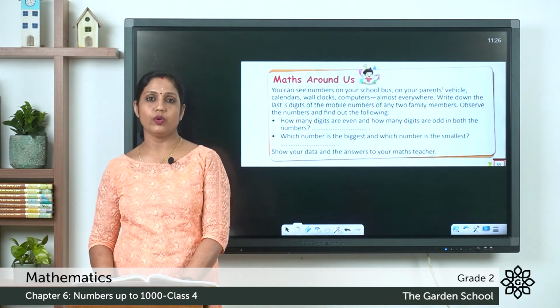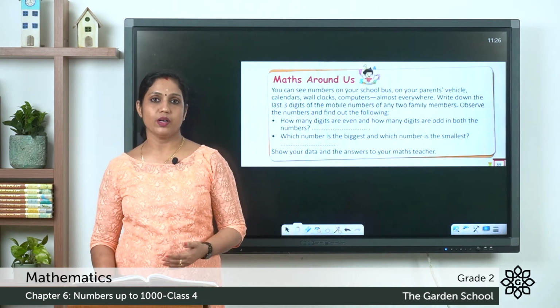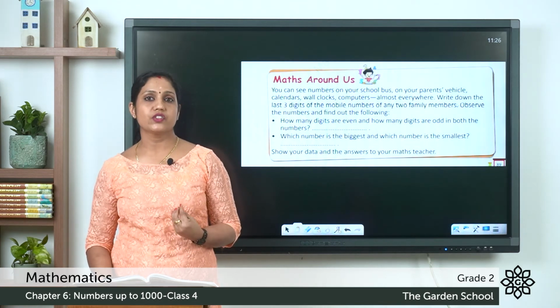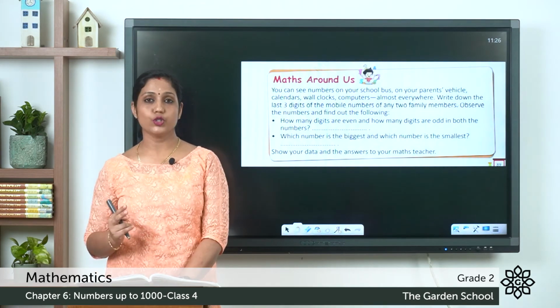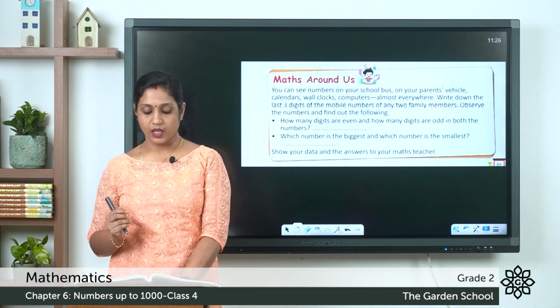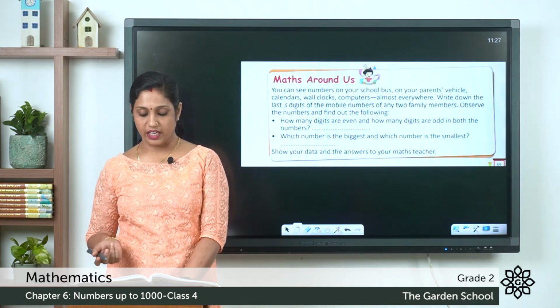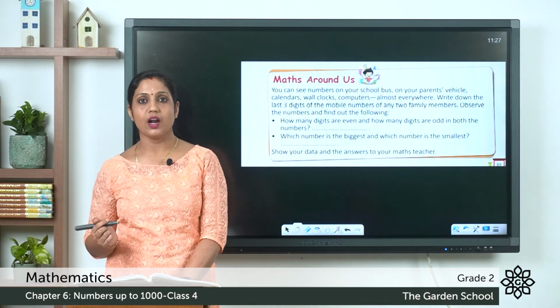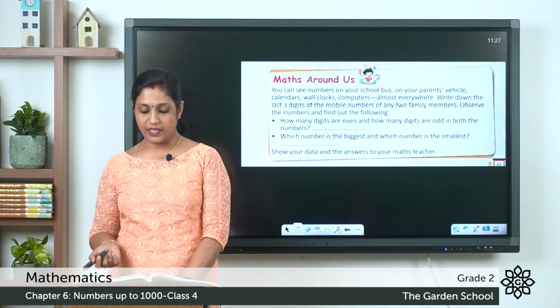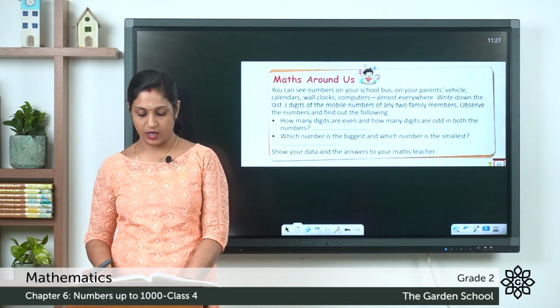So what you have to do, wherever you look, you can see numbers on clock, calendar, on vehicles. So what you have to do, you can write down the last 3 digit numbers of any of your 2 family members. And then observe the following. How many digits are even and how many digits are odd in both the numbers? Which number is the biggest and which number is the smallest?